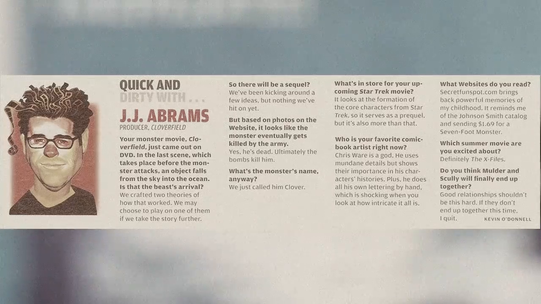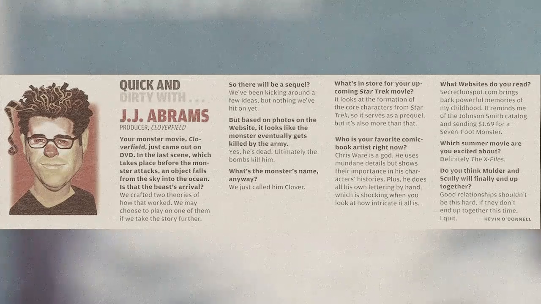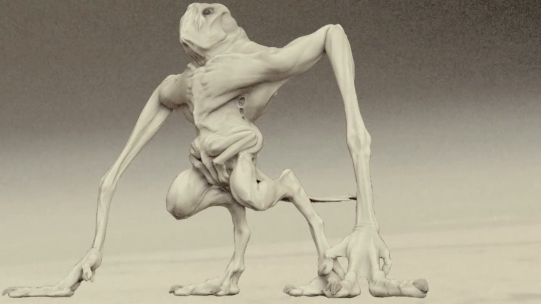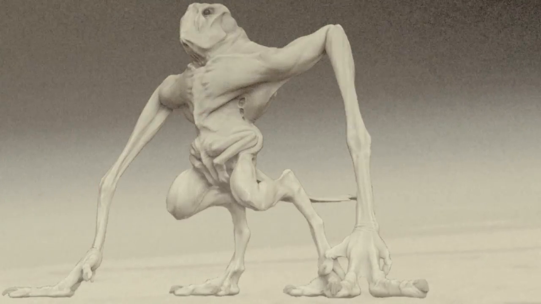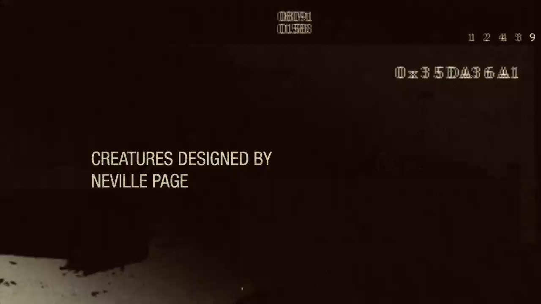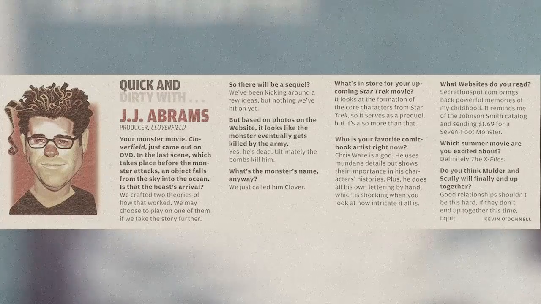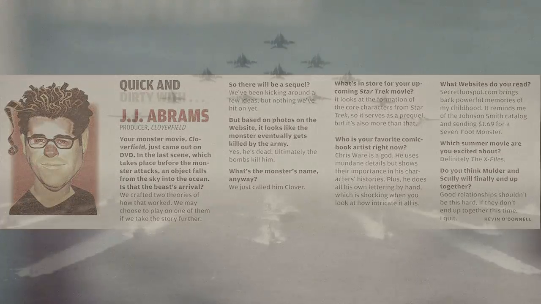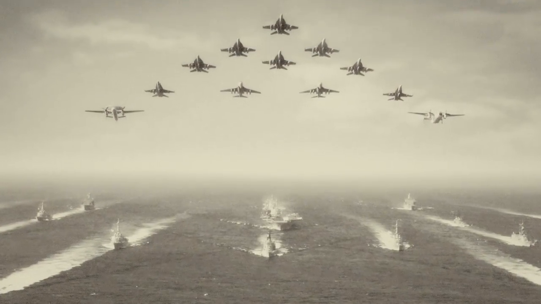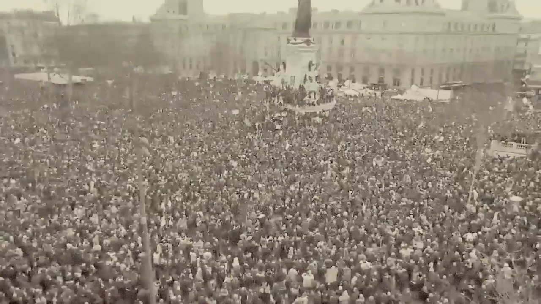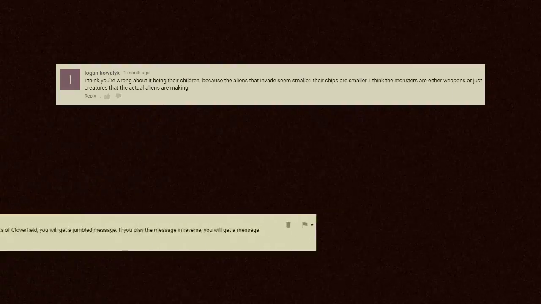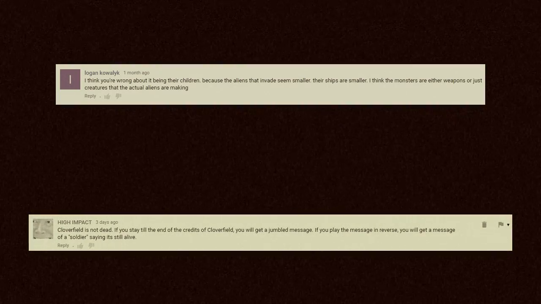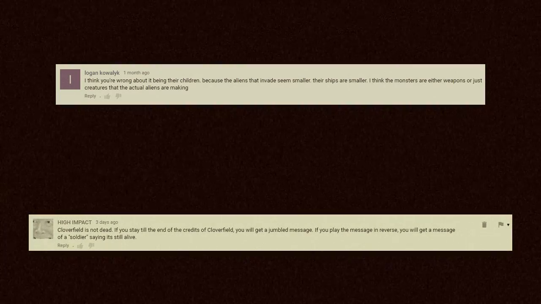So J.J. Abrams in fact told us what happened after that. The monster was eventually killed, but he never said the monster was killed at the end of the movie. He just said the bombs ultimately killed it, meaning the monster could have very well survived the end of the movie, but then the military killed the monster sometime later in the day, after the events we see in the movie. Those were the two most recurring questions I've had for Cloverfield, so I hope I gave a good enough answer for both of them.